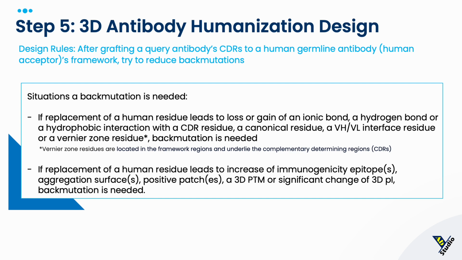First, if replacement of a human residue leads to loss or gain of an ionic bond, a hydrogen bond, or a hydrophobic interaction with a CDR residue, a canonical residue, a VH/VL interface residue, or a Vernier zone residue, back mutation is needed. Secondly, if replacement of a human residue leads to an increase of antigenicity epitopes, aggregation surfaces, positive patches, 3D PTM, or a significant change in 3D PI, back mutations are usually needed.